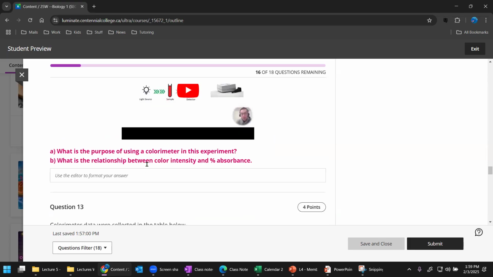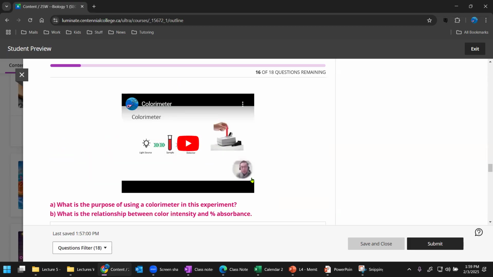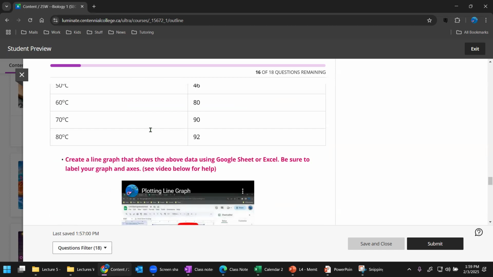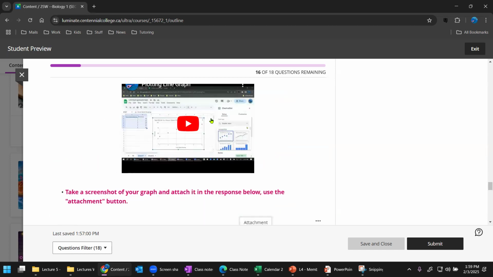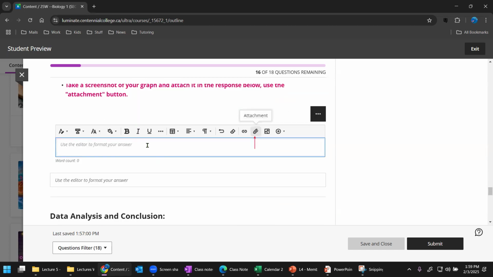Okay, and then there's the calorimeter. You can read it. I already explained. It's me in the video, okay? I know it's based on the lab, so it's very tailored to it. So watch it. It will explain to you what the calorimeter does. And then you have to plot the data. And this shows you how to plot the data. And you just have to upload it, okay?